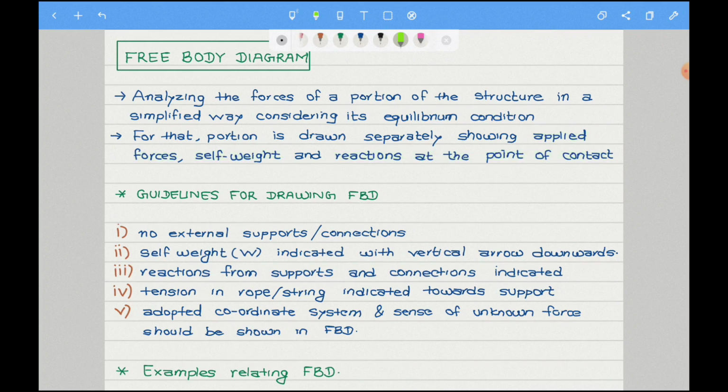So what are the guidelines for drawing the free body diagram? There are altogether 5 guidelines for drawing the free body diagram. The first point suggests that there should be no external supports or connections. That means whatever external supports or connections are there to the body, we'll be removing them while drawing the free body diagram.